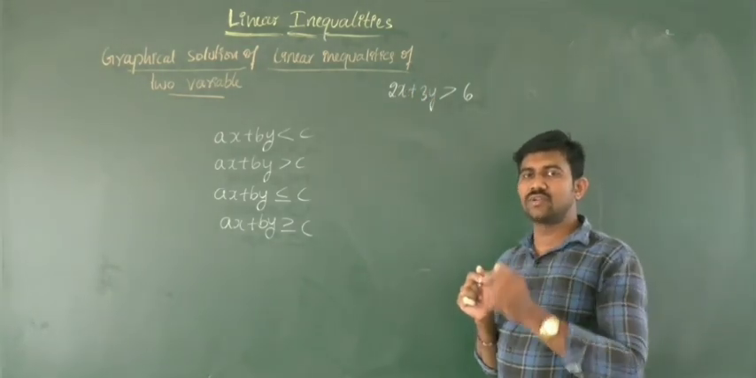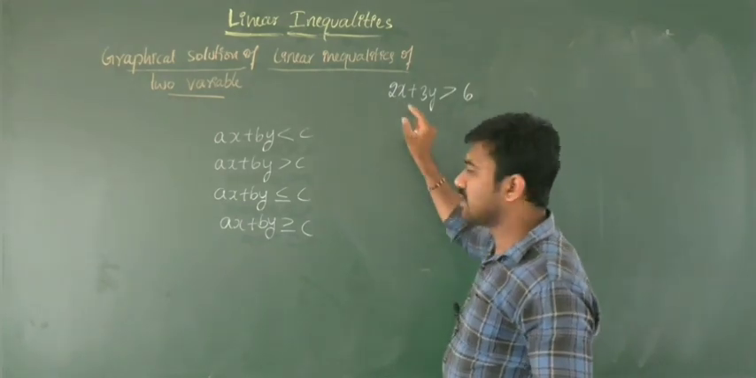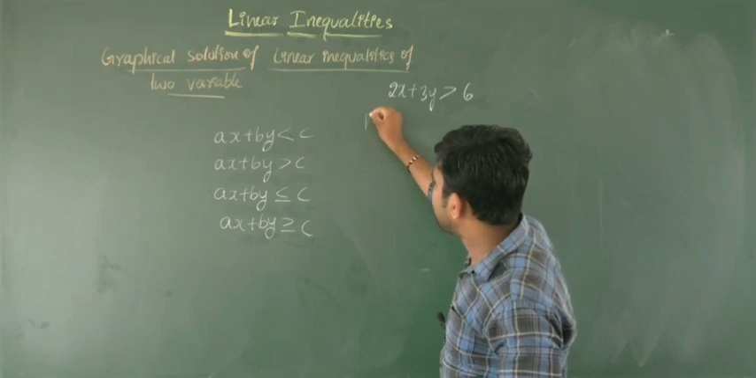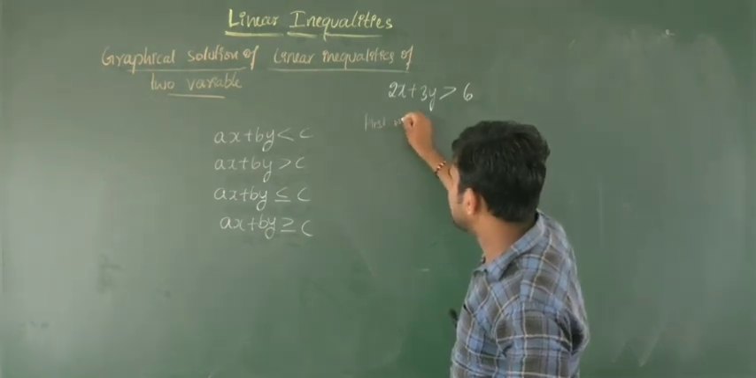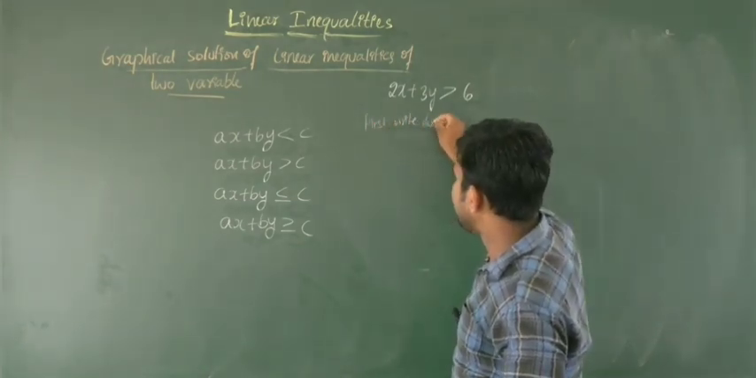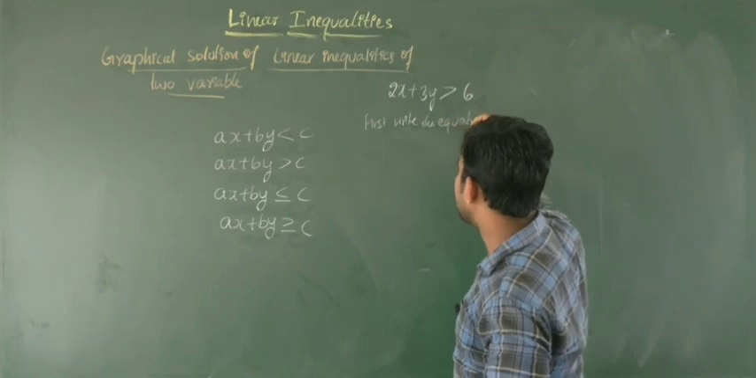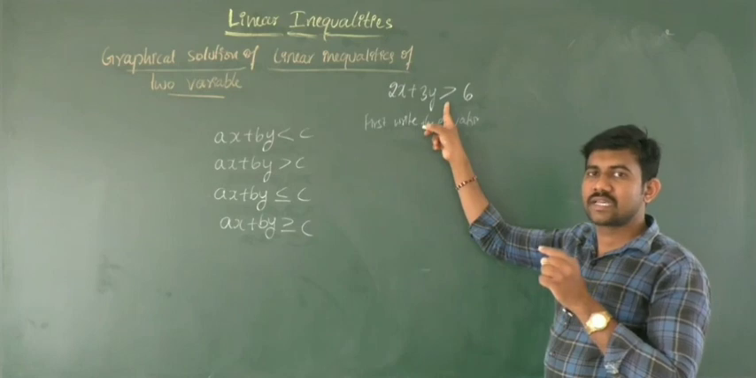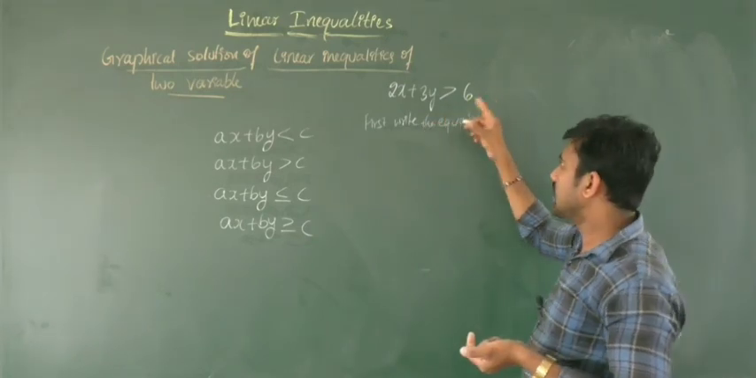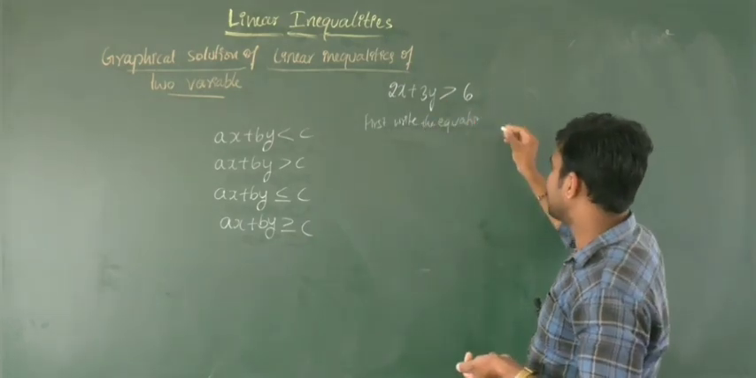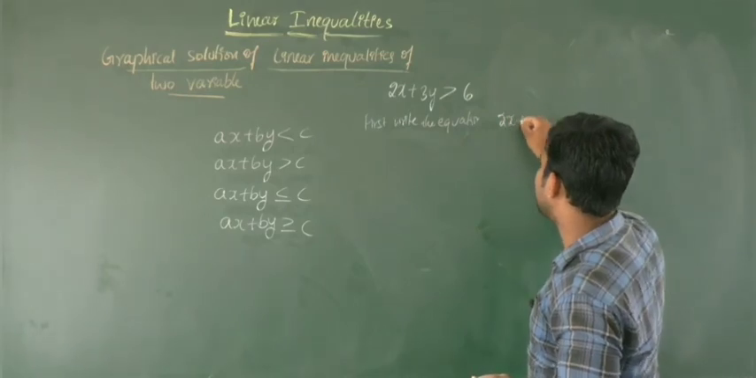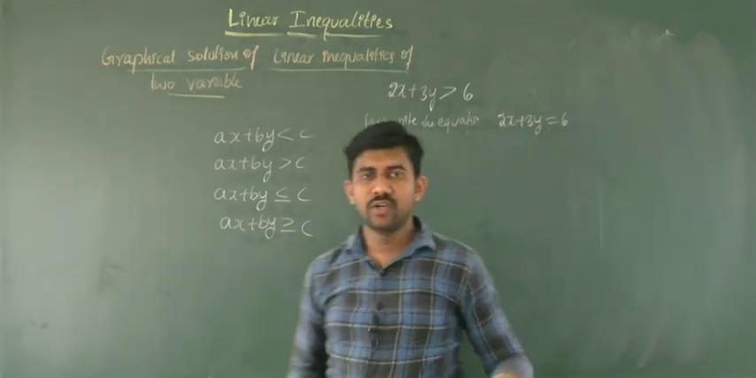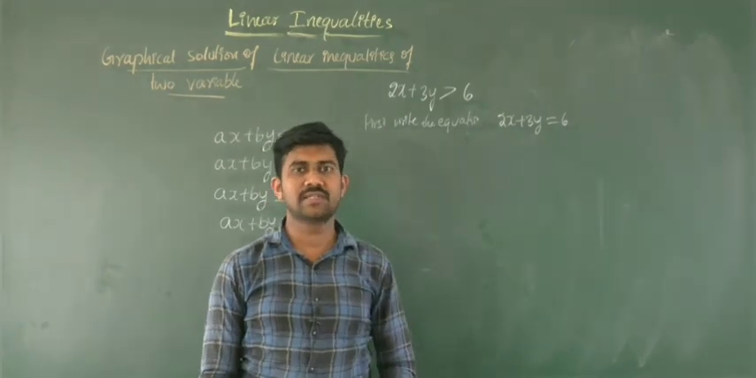To find the solution region, first we have to write the equation. The given one is an inequation, meaning the symbol is greater than. You have to remove that symbol and write the equal symbol. So we'll get the equation 2x plus 3y is equal to 6.